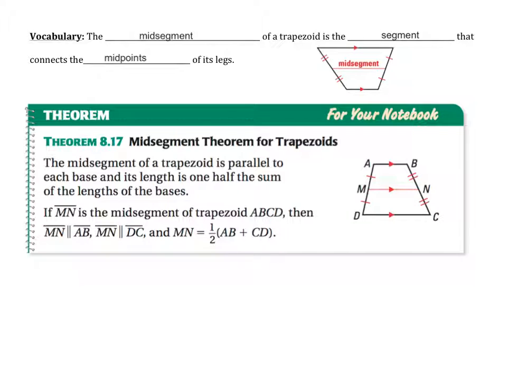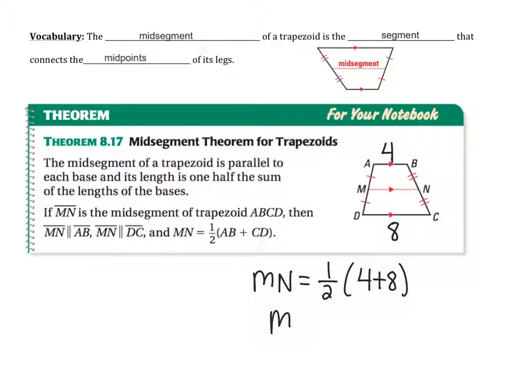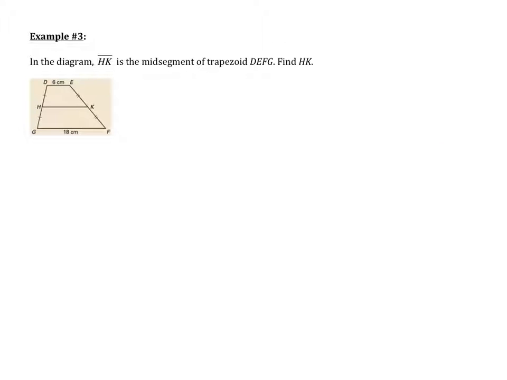So let's just get an example. If I know that AB is 4 units long and DC is 8 units long, then MN would be 1/2 of the sum of those two added together. So 4 plus 8 is 12, half of 12 is 6, so MN is 6. So we're going to be using this theorem in order to find the lengths of the mid-segments in the following example. So here it is, example number 3.